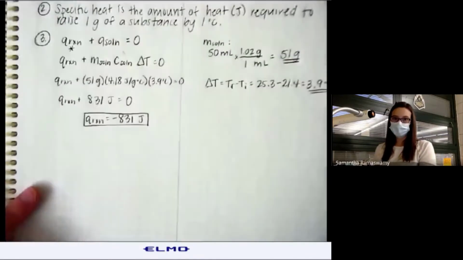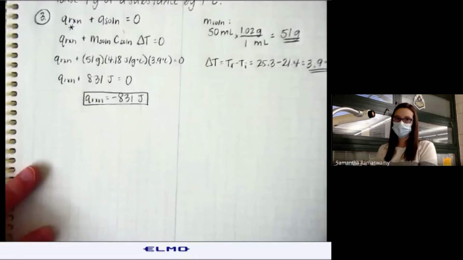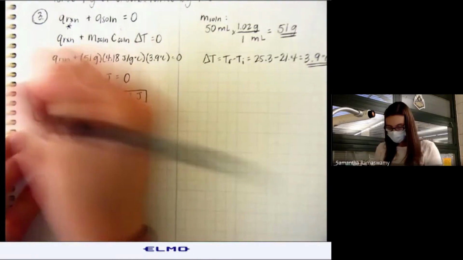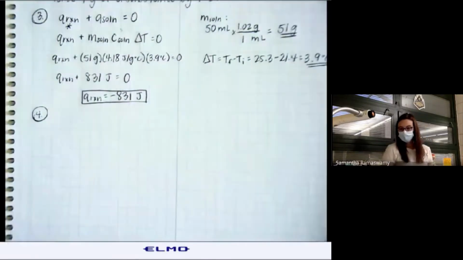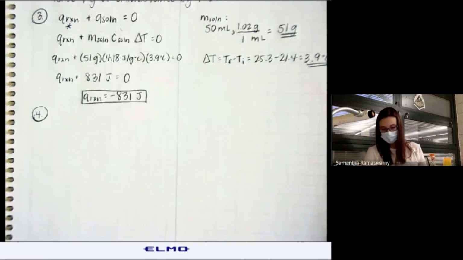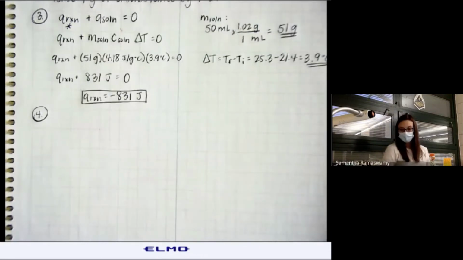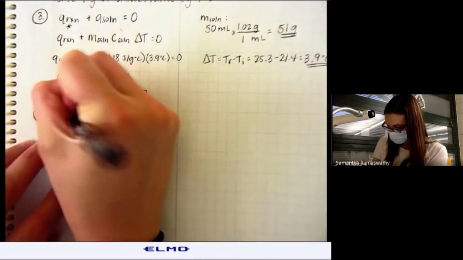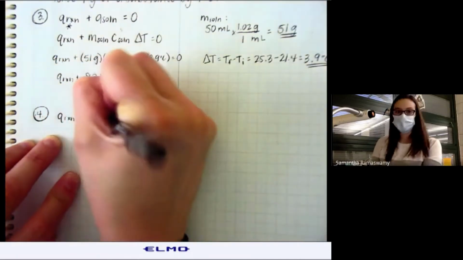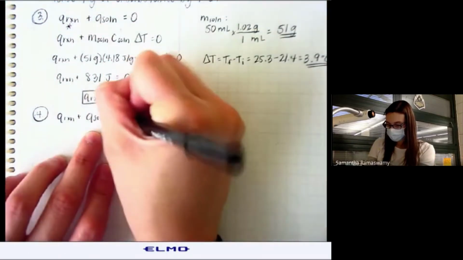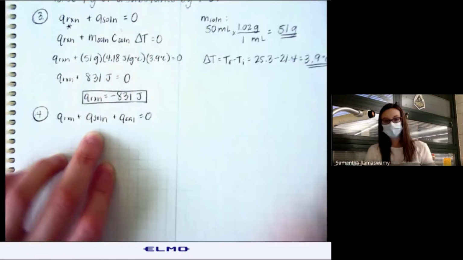Now number 4 is just slightly different. So I'm going to move this up so we can still see number 3. Prelab question number 4 says, in question 3 above, the calorimeter has a heat capacity of 8.2 joules per degree Celsius. If a correction is included for the heat absorbed by the calorimeter, what is the heat of reaction? So now the problem is telling me, instead of just Q reaction plus Q solution equals 0, we're going to have Q reaction plus Q solution plus Q cal equals 0.